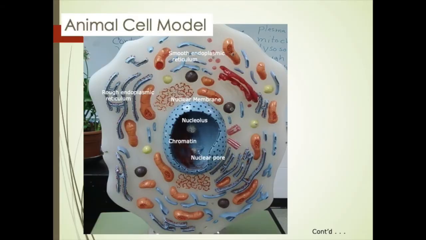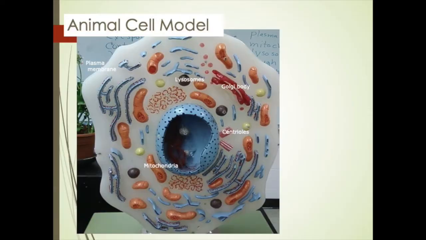So the cell model, you can see all the different types of organelles in there. Smooth endoplasmic reticulum, the rough ER, the nuclear membrane, the nucleolus. Then we have the mitochondria, the centrioles, Golgi body, lysosomes, and the plasma membrane.